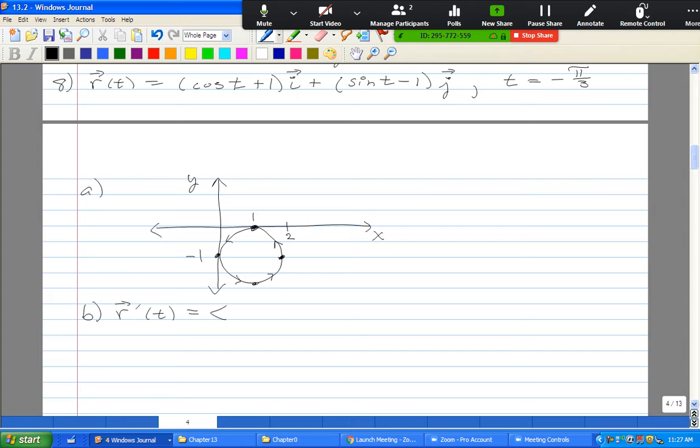The derivative of cosine is minus sine. The derivative of 1 is 0. The derivative of sine is cosine. The derivative of negative 1 is 0. So that is the derivative. C.